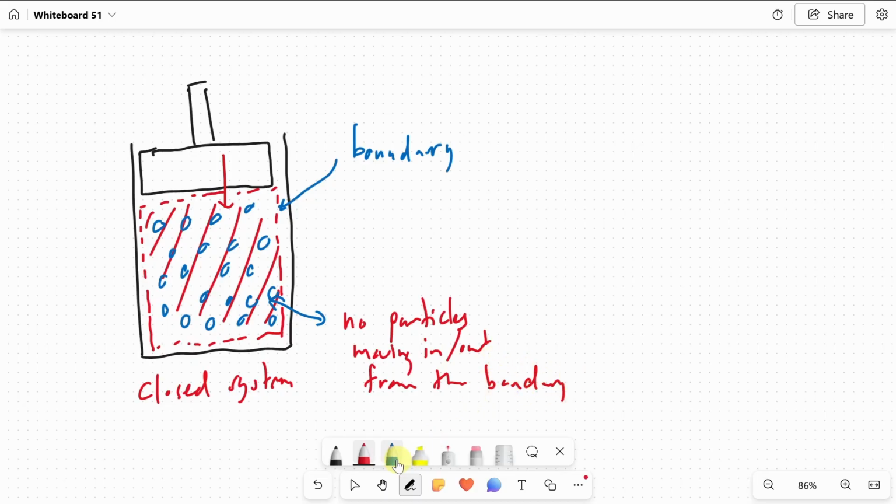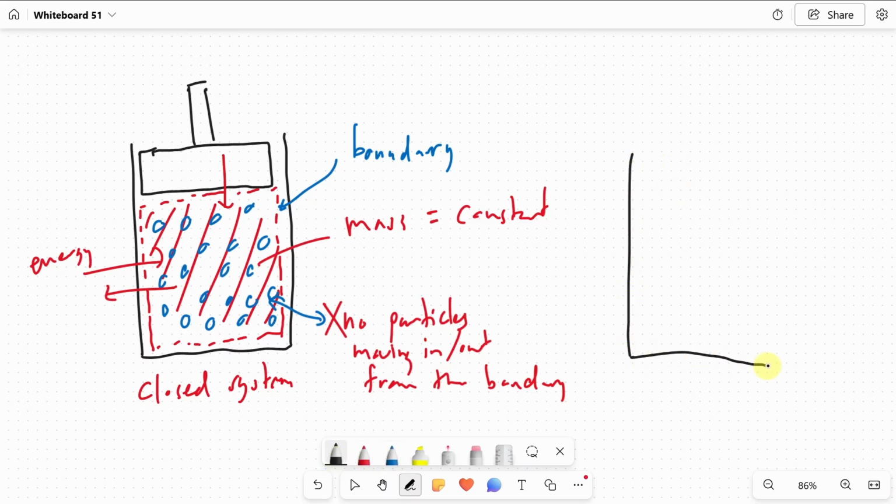Okay? Although you can have energy coming in and out, you cannot have any particles moving in or out. It means that the mass inside this boundary stays the same. It has constant mass, even when the cylinder is pushed down. So instead of this gas being compressed, it means, for example, if the piston is right here, I mean.